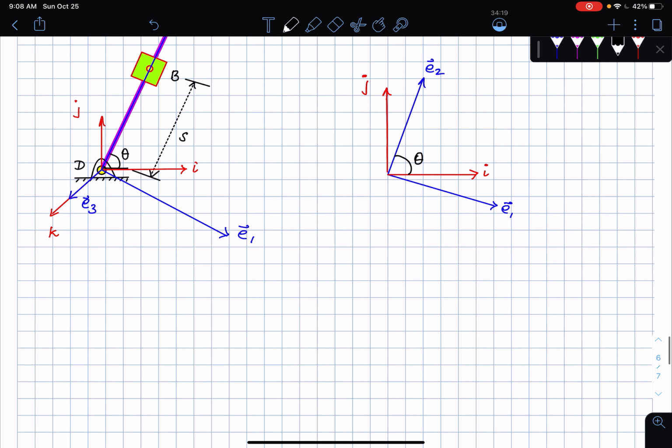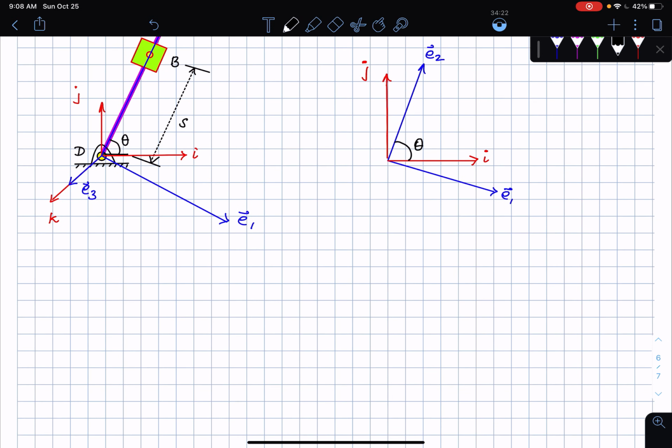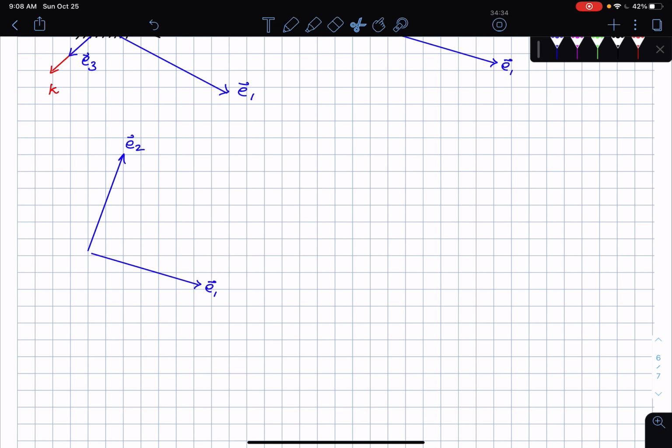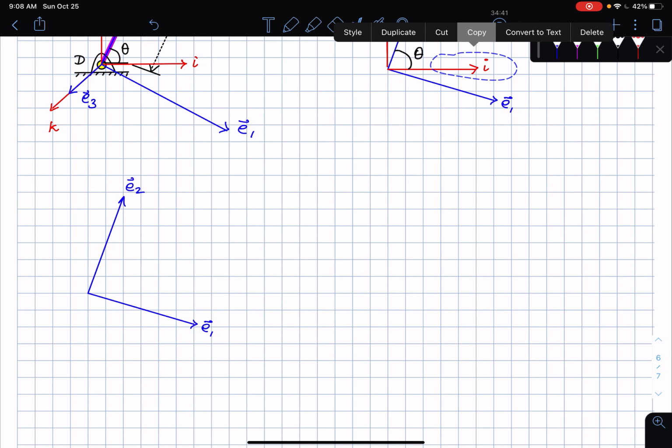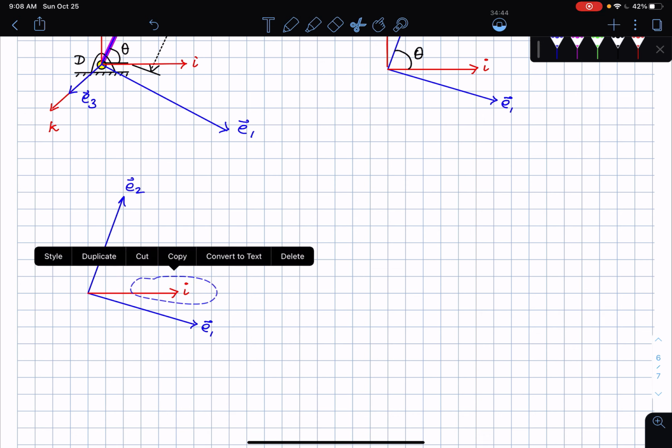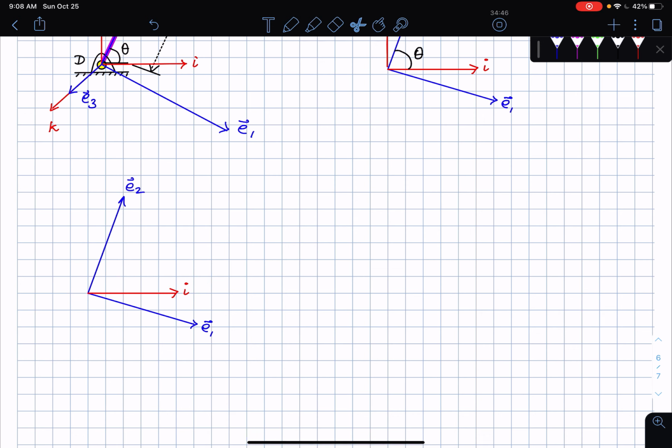So, do the coordinate transformation. I start off by taking I and breaking it up into components along E1 and E2. So I'm going to do that first. I'm going to take E1 and E2, copy that, and put that down here. Let me bring it to a nice place here. Then I have I, which I'm going to copy and paste down here. Okay, if I do the coordinate transformation, here is what I end up getting.